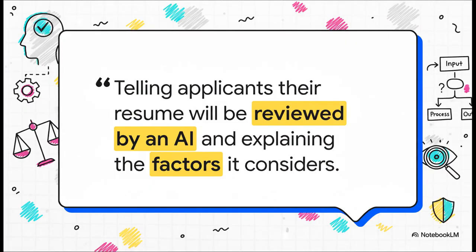Let's put this into the real world. Say you're applying for a job. A transparent system would tell you right up front, hey, an AI is going to look at your application first. Then it would explain what it's looking for, specific skills, years of experience. It would also be upfront about what it's bad at, like judging creativity. See? It gives you, the applicant, the power of knowing what's going on.